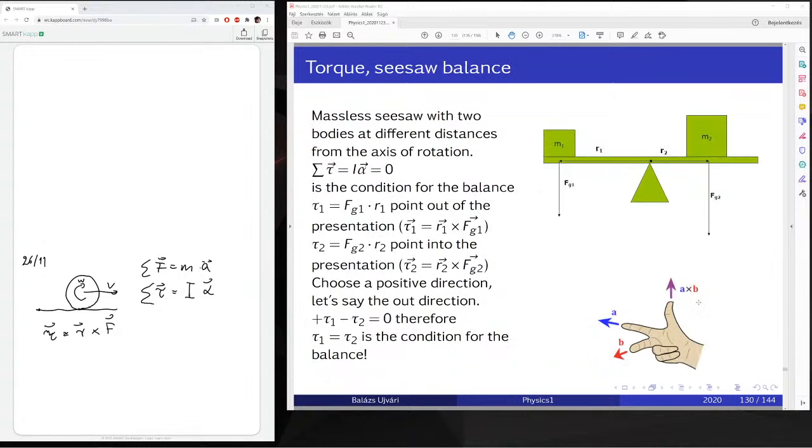Let's see an example. This is the seesaw. Go to a playground and find one and put mass 1 on the left and mass 2 on the right. What are the conditions for the balance?